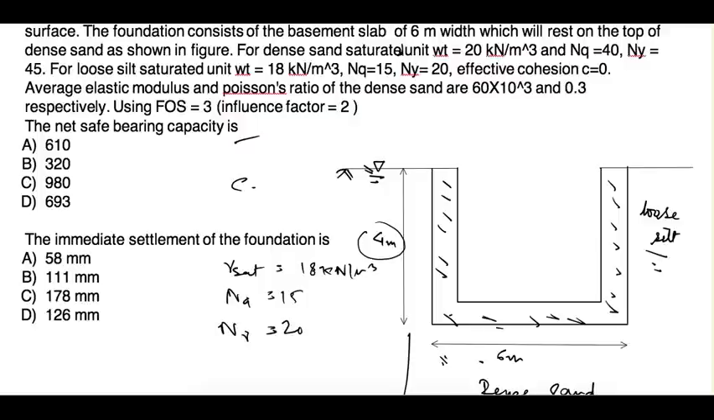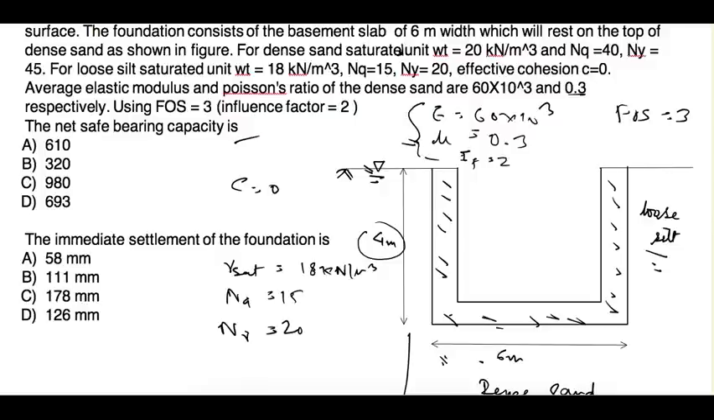Effective cohesion c is equal to 0, and the elastic modulus E is equal to 60 into 10 to the power 3, and mu, that is Poisson's ratio, is equal to 0.3. Factor of safety is equal to 3, and the influence factor is given, that is 2. These values are given because the immediate settlement of the foundation is asked. And what else is asked? The net safe bearing capacity is asked.